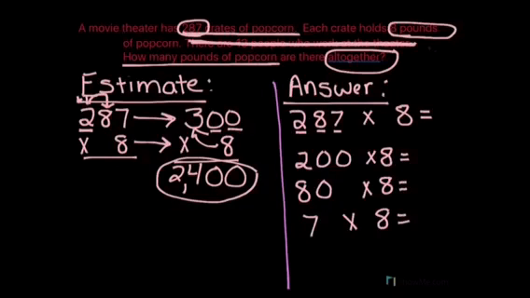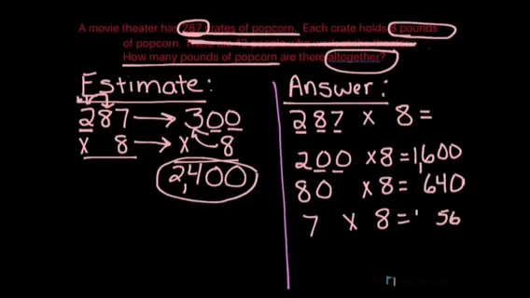Now I'm going to multiply. 200 times 8. 2 times 8 is 16, and I have 2 zeros. 8 times 8 is 64. Actually, I want to write this so it's lined up. So 8 times 8 is 64, and I have 1 zero. Then I have 7 times 8, which is 56. So now I've found my 3 partial products.